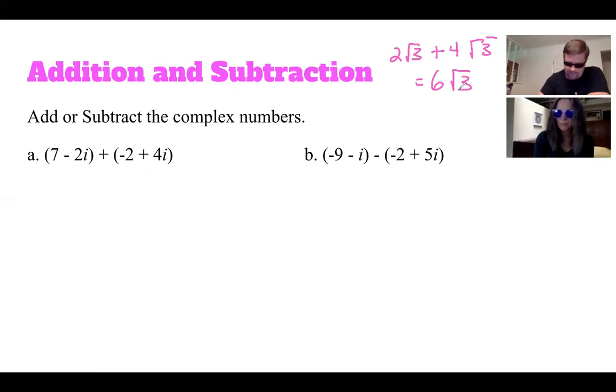So I can add the imaginary parts and the real parts. So I have 7 and -2, which is +5. And then this -2i and 4i, using the argument Ms. Young gave us a minute ago, would be +2i.